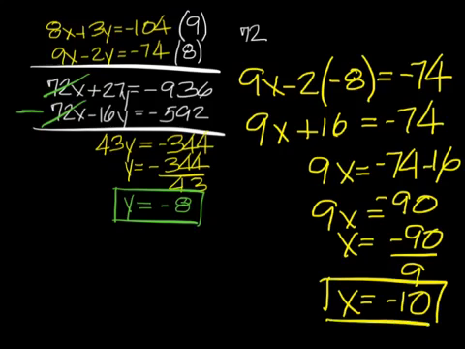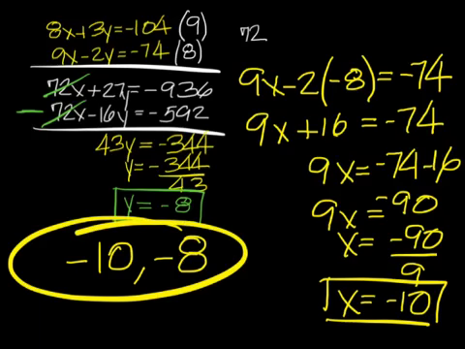You will not write your answers as x equals negative 10 or y equals negative 8. Your final answer is a point, and it's in xy form. So your final answer is negative 10, comma, negative 8.